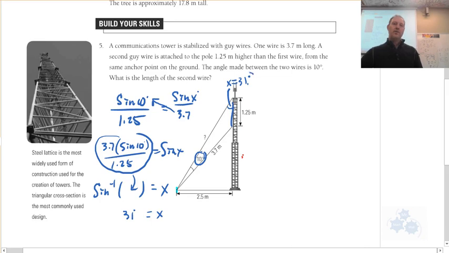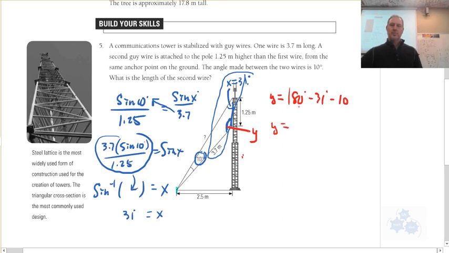So now we have a new pair if we want. And I can then find this angle, can't I? So this angle, let's make it red and make it y. y is 180 minus 31 minus 10. So 180 minus 41 is 139.